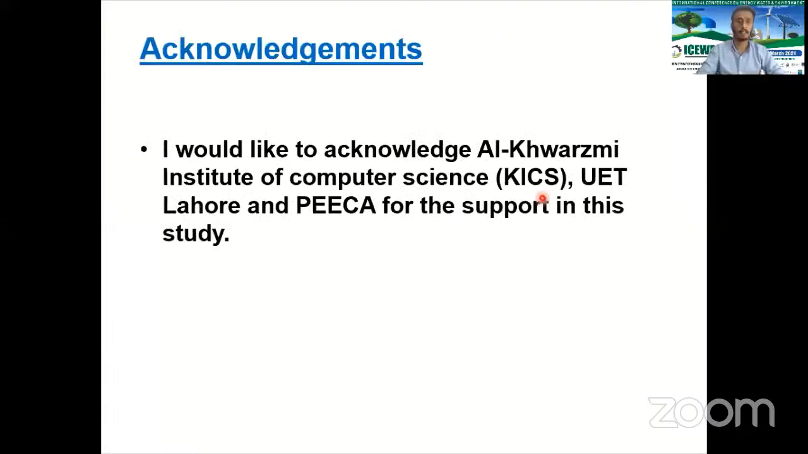In the end, I would like to acknowledge Al-Khwarizmi Institute of Computer Science and PICA for their support in the study. PICA and Al-Khwarizmi are collaborating on the energy audits, and it is the aim of the Government of Punjab to conduct energy audits of all the public sector buildings and to carry out retrofitting and, in the latest stages, water conservation and installation of solar PV systems.